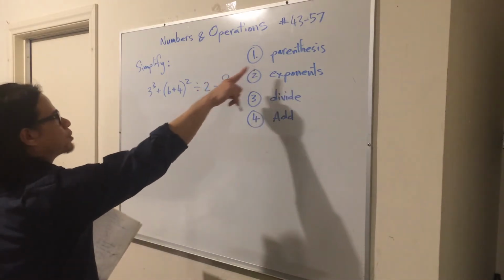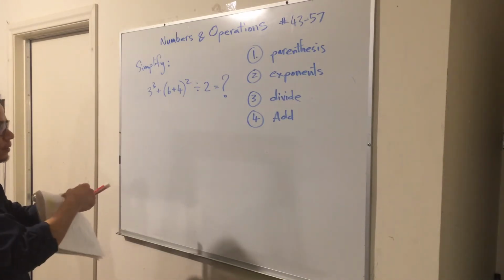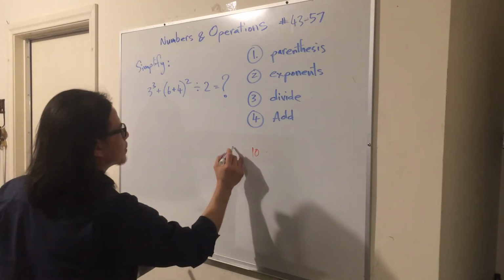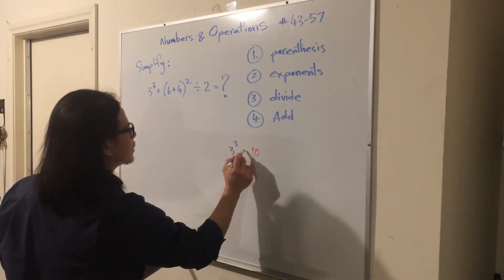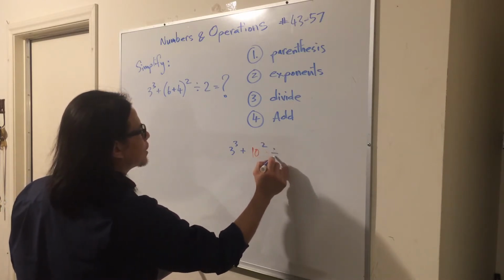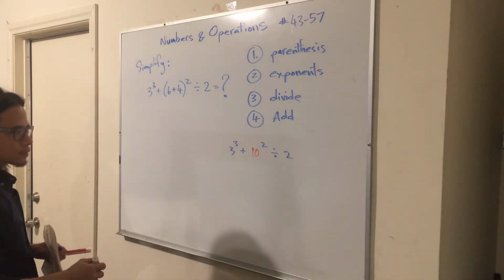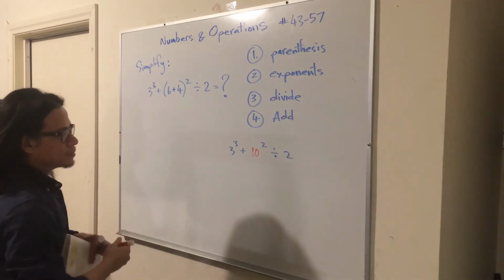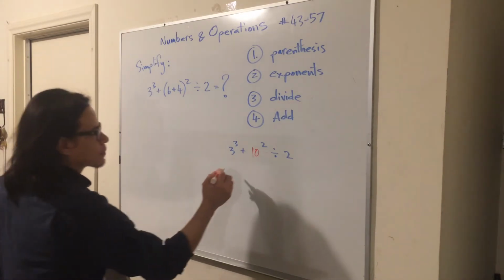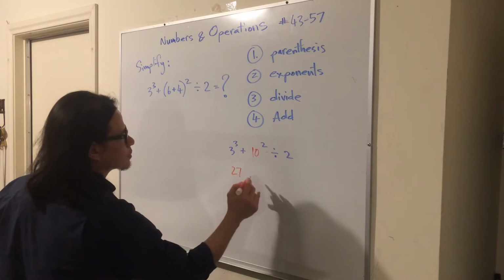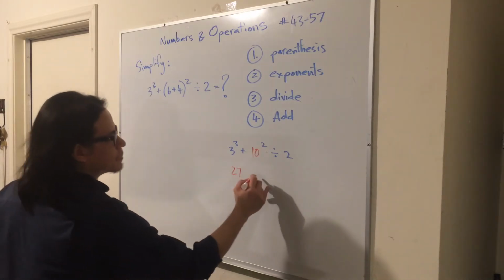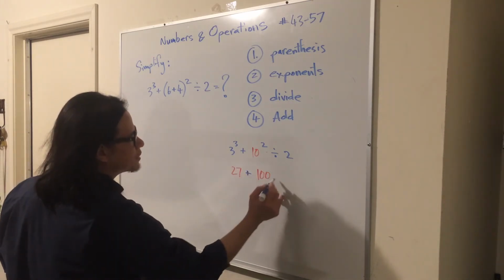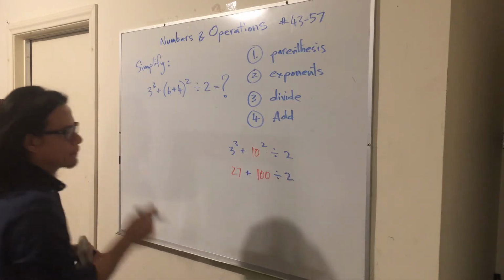So let's attack the parentheses, okay? 6 plus 4. You get 10. Everything else stays the same. So 3 to the third power plus 10 squared divided by 2. Okay, let's do exponents next. 3 to the third power is 3 times 3 times 3. Get 27. 10 to the second power is 10 times 10. You get 100. Bring down the plus sign. Everything else stays the same.